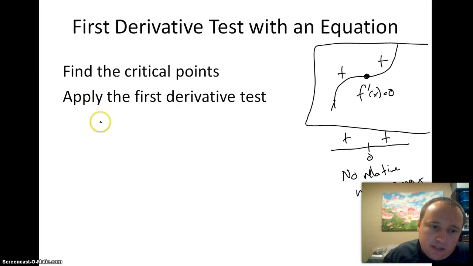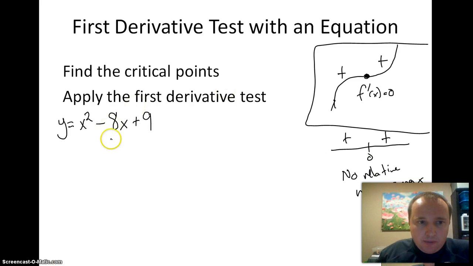Find the critical points. Let's give you an equation. Let's say I got... I probably should have thought of one ahead of time. I dreamt one up here. Y equals x squared minus 8x plus 9.